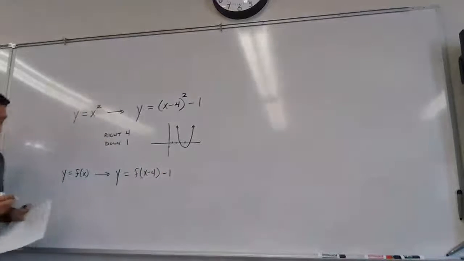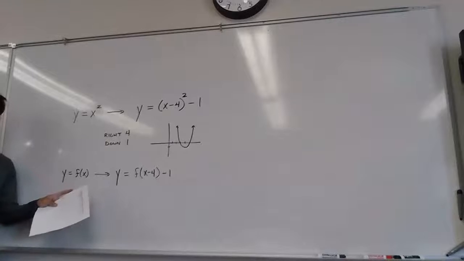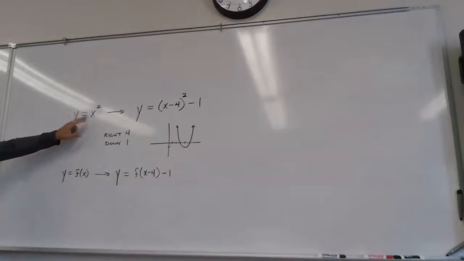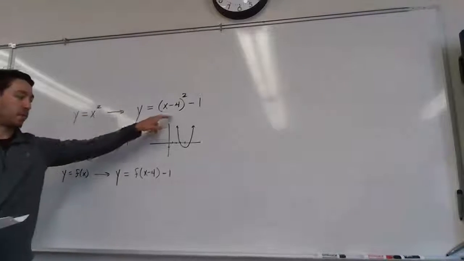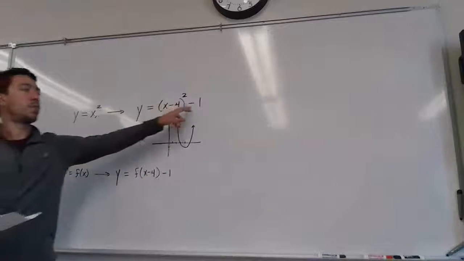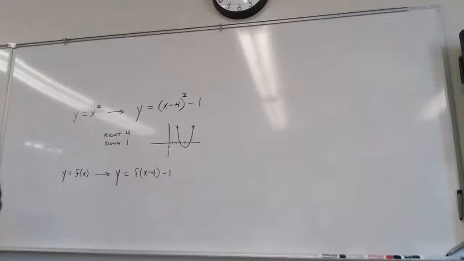So this tends to be the harder thing for people to make sense of. But that's all we're doing here. We notice how we took this, this is my f of x, and we replaced the x with an x minus 4, hence the x being replaced with an x minus 4. And then we subtracted 1 from the outside of the function, hence the -1 on the outside of the function. So just keep that in mind. That is a thing to be aware of.